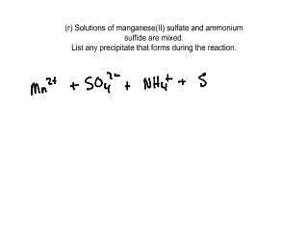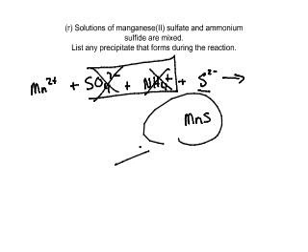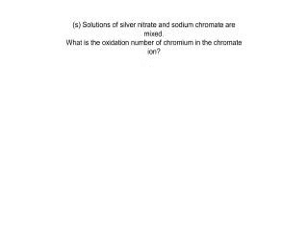Plus sulfide. Sulfide is a classic thing that makes precipitates. So that's just going to make MnS. Ammonium sulfate, they're both spectators and they fall out. Listing a precipitate that forms, that right there, of course, is the precipitate. That was a precipitation reaction. We hope we get one like that.